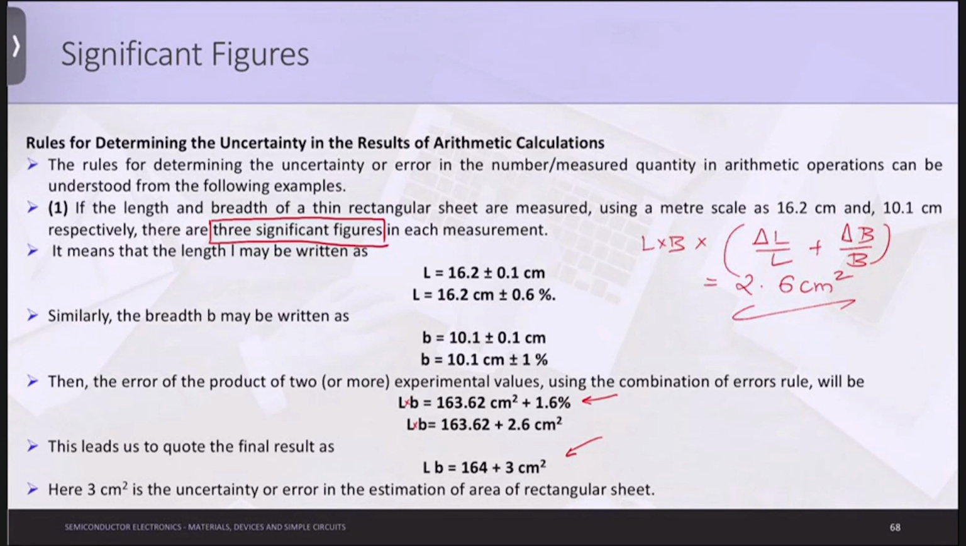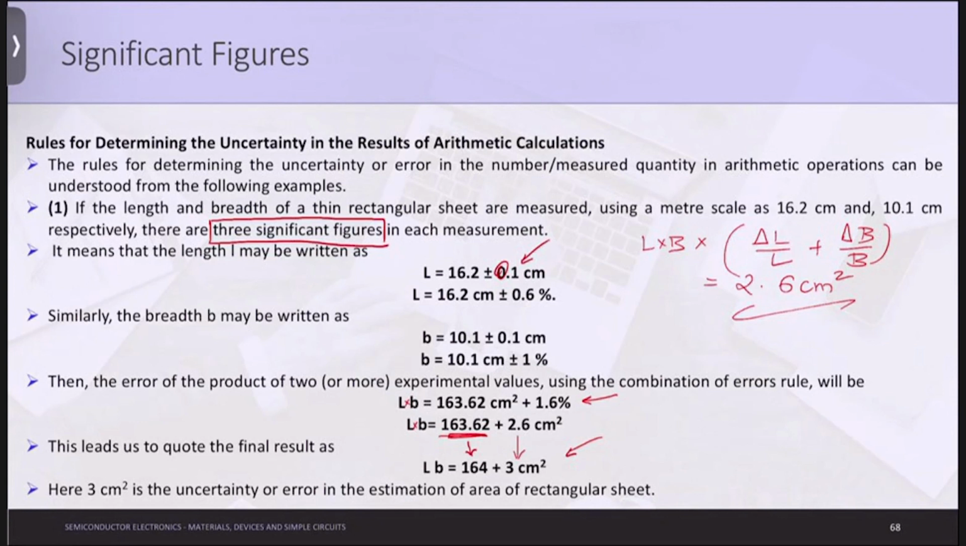Please remember, 3 significant figures are for measurement. For the least count, it's only one. Only one significant figure is there. Zero is not a significant figure, only 1 is a significant figure. That's why for the main base quantity, we used 3 significant figures. For the error or the tolerance quantity, we used only 1 significant figure.